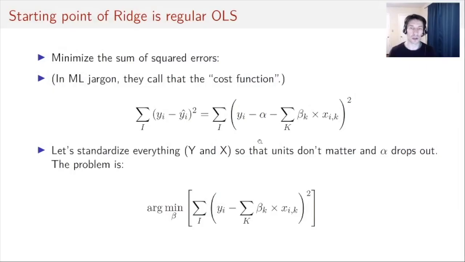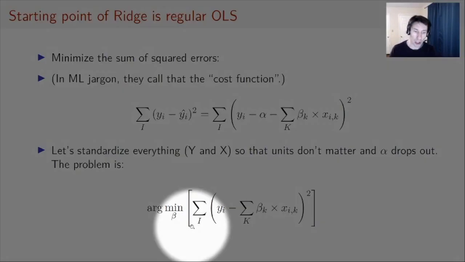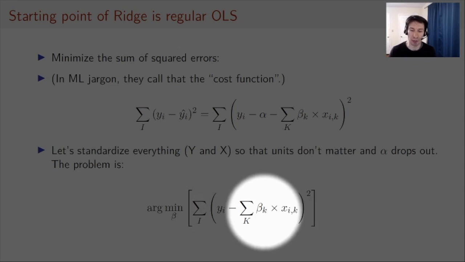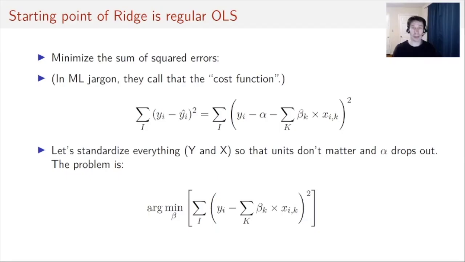The second thing we're going to do is rewrite this as an argmin problem. So argmin over the set of betas of the sum of yi minus beta k xk, squared. If you solve this problem, you get the beta coefficients of your OLS regression.